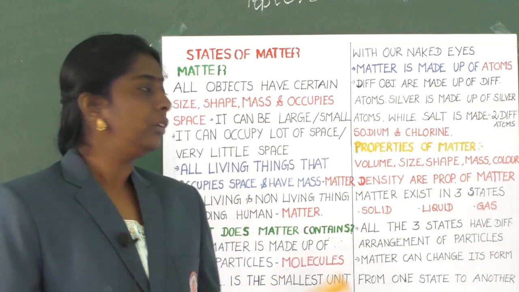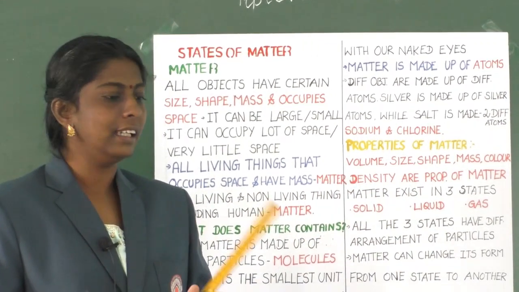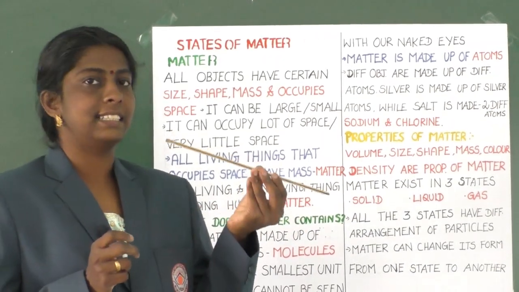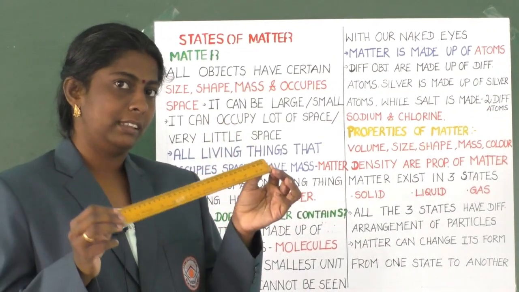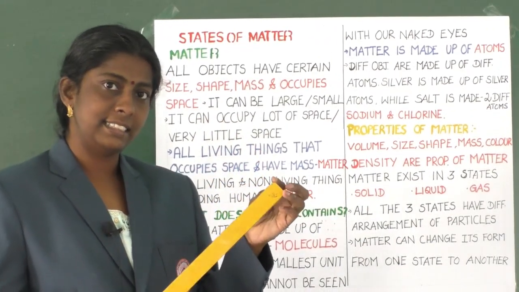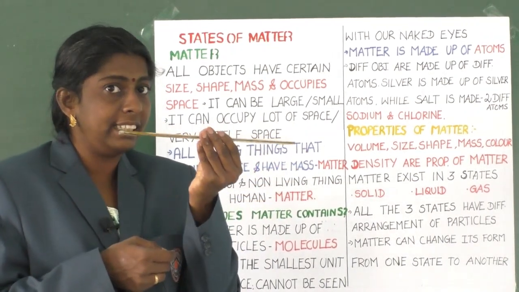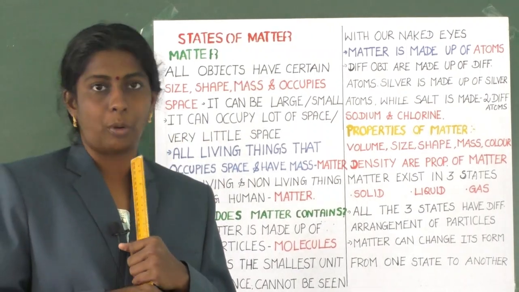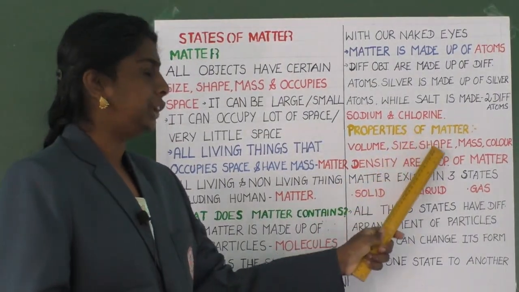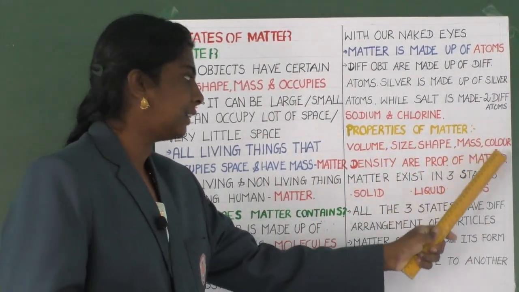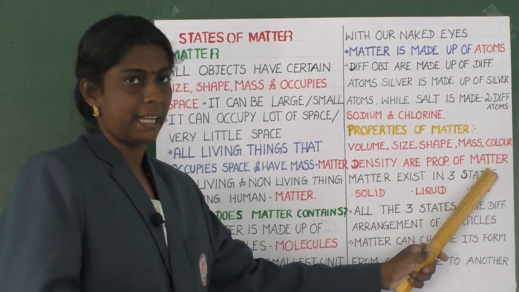Now let us learn about the properties of matter. What do you mean by properties? If I take the scale as an example, this scale has a certain shape, color, and size, it occupies some space, it has some mass and weight. So these are all properties. Volume, size, shape, mass, color and density are properties of matter.